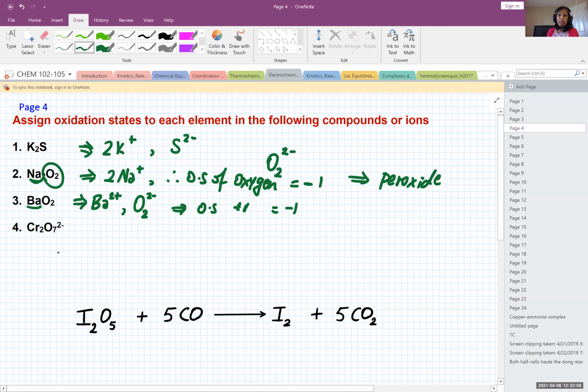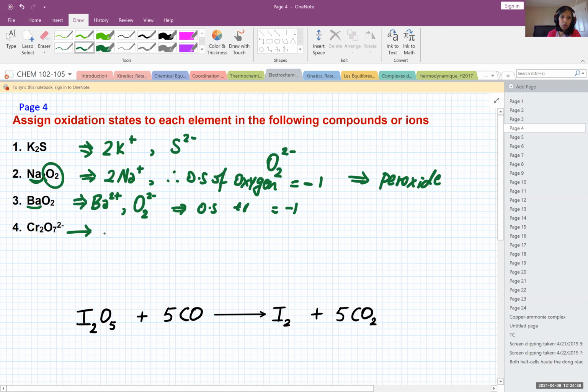Now the last one. A lot of questions come around these. If you see anything like these polyatomic ions with oxygen in them, usually they will contain a high number of oxygen. What you do then is take the oxidation state for oxygen to be -2, just the normal general one. You see we have chromium here. Chromium is a transition element. It can have different oxidation states. It can be +2, it can be +3, it can be +6. So we have to find out what is the oxidation state of chromium here.